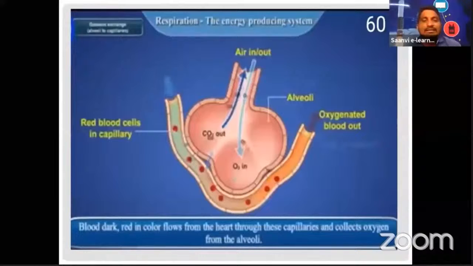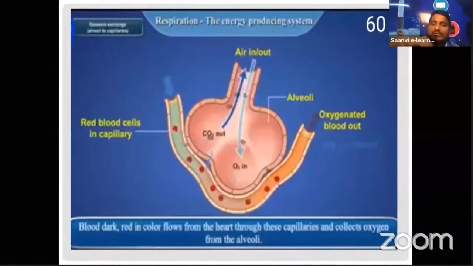Look at the screen. Air in and out: oxygen in, carbon dioxide out. It is clearly shown with arrow marks, light blue for oxygen in, and thick blue for carbon dioxide out. This is the exchange of gases. Red blood cells are floating in the capillaries, near the dome-shaped alveoli, and oxygenated blood goes out.